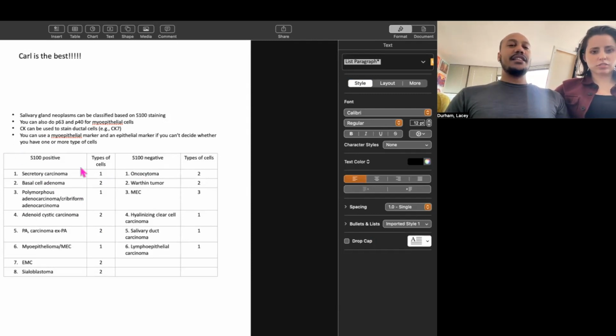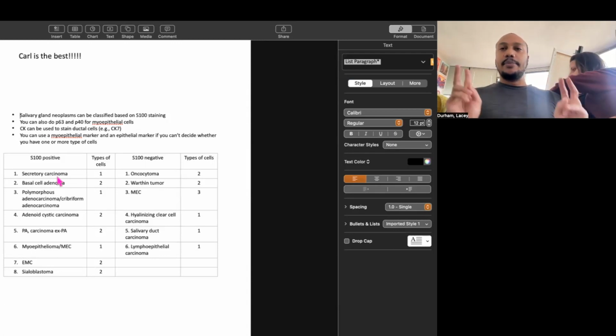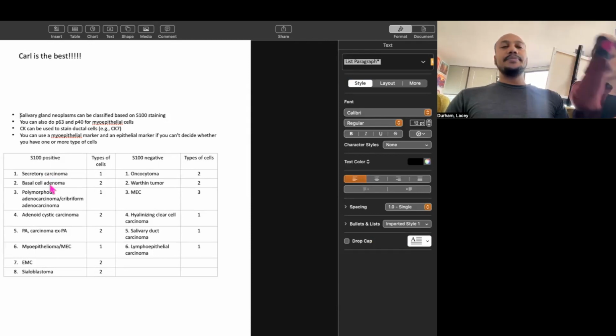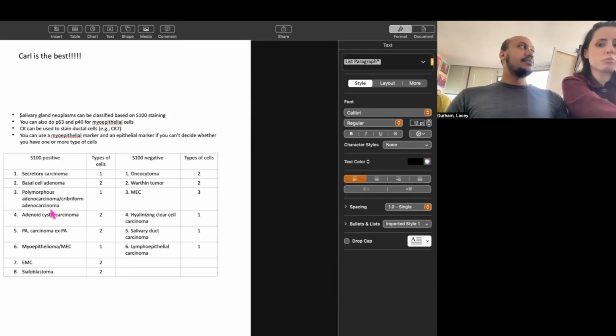So S100 positive include neoplasms like secretory carcinoma, or the one that previously was called mammary analog secretory carcinoma. Okay, so secretory carcinoma, that's a big scary one. Yes. Basal cell adenoma looks basaloid with peripheral palisading, and it has blue cells. Polymorphous adenocarcinoma, those are low grade. That's a low grade lesion, right? Yeah. And it's polymorphous, not pleomorphic, because it has different architectures.